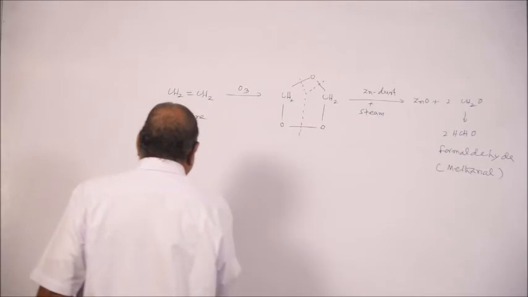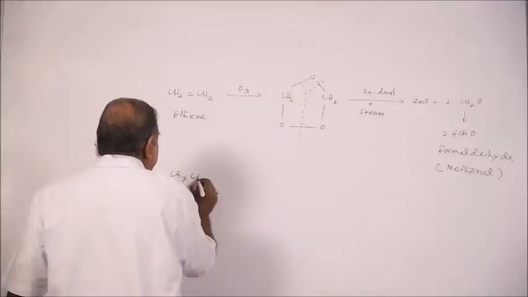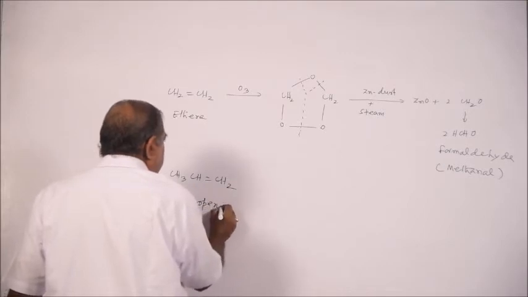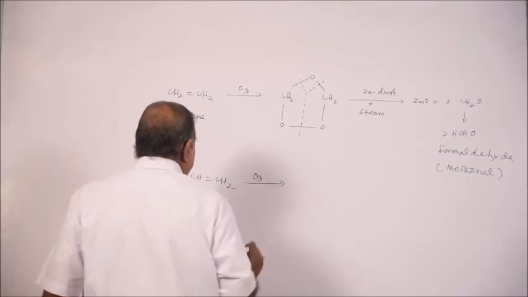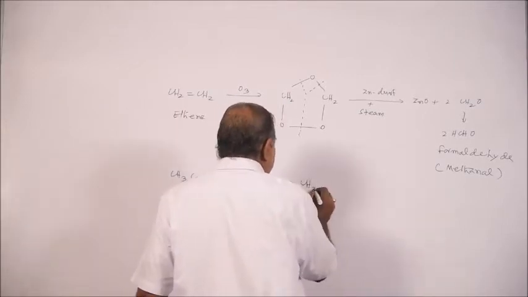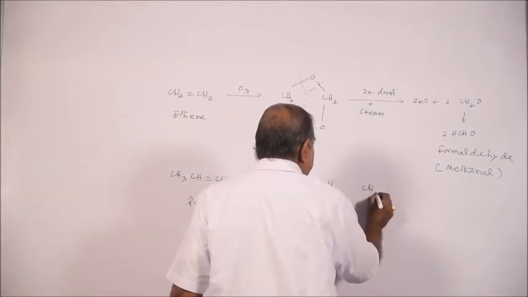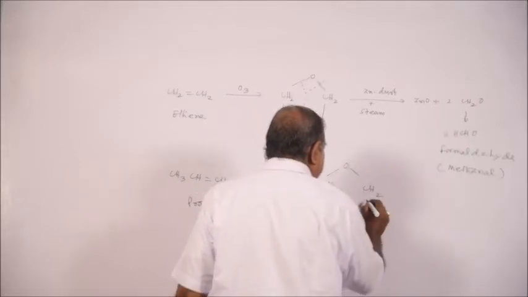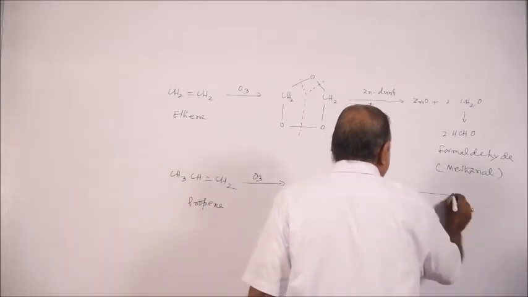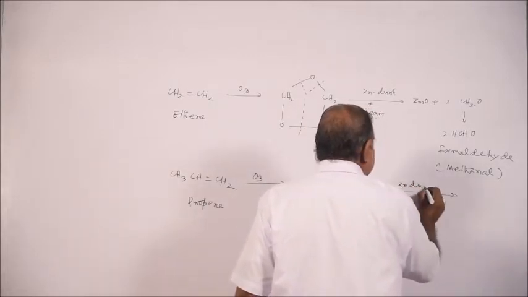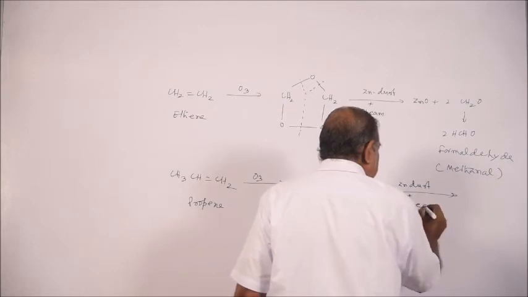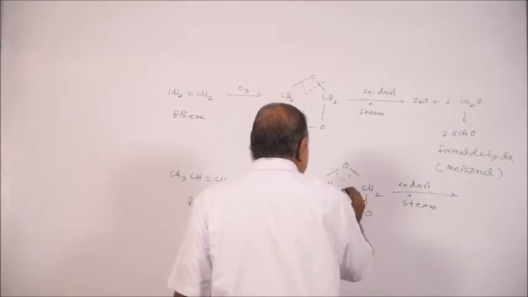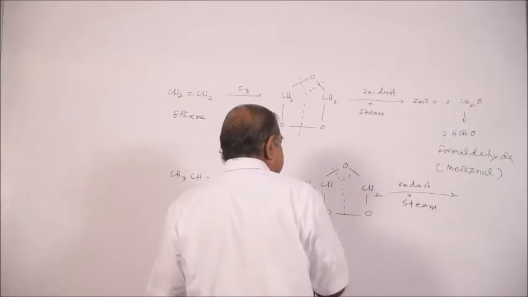If we are taking propene, when treated with ozone, now across the double bond, as I have told you, one molecule of ozone will add up to form the corresponding ozonide. When it is hydrolyzed by using zinc dust in presence of steam, the carbon-oxygen and oxygen-oxygen bonds break.